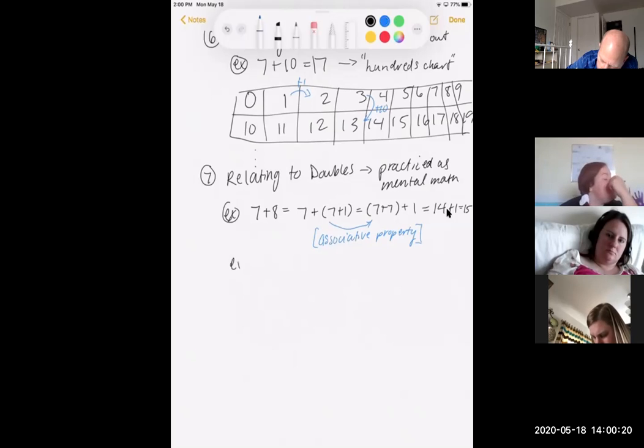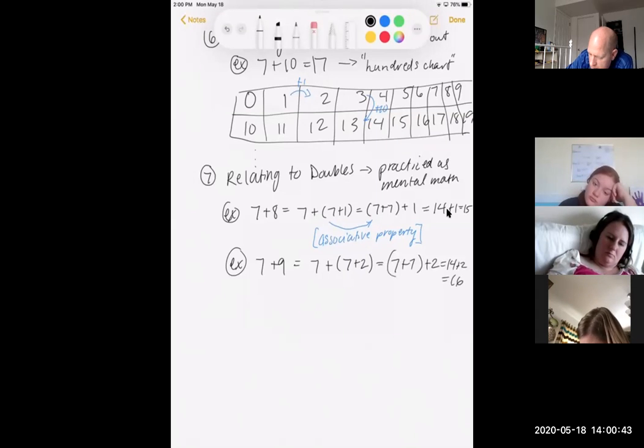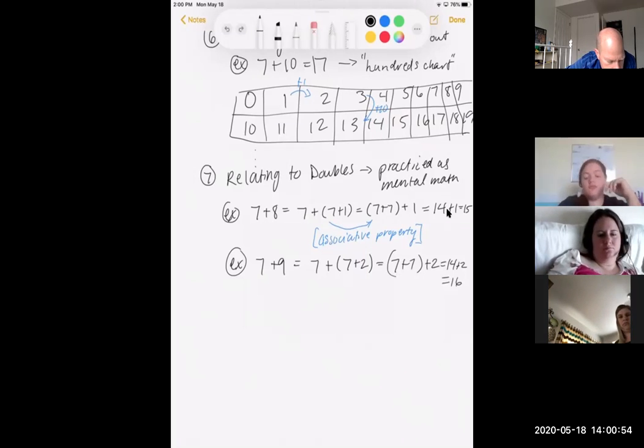Here's another example. You want to add 7 plus 9 together. Break up the 9 into 7 plus 2. Now you have a double, 7 and 7, plus 2. That's equal to 16, because it's coming from the 7 plus 7, 14 idea. So that's relating to doubles.